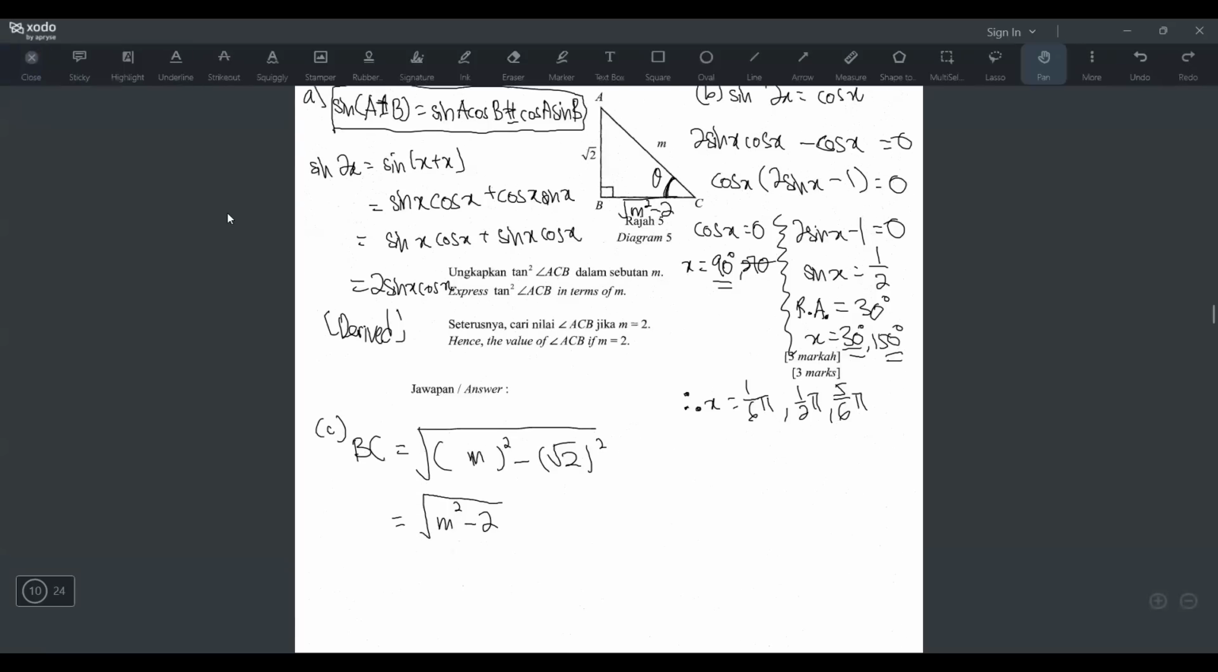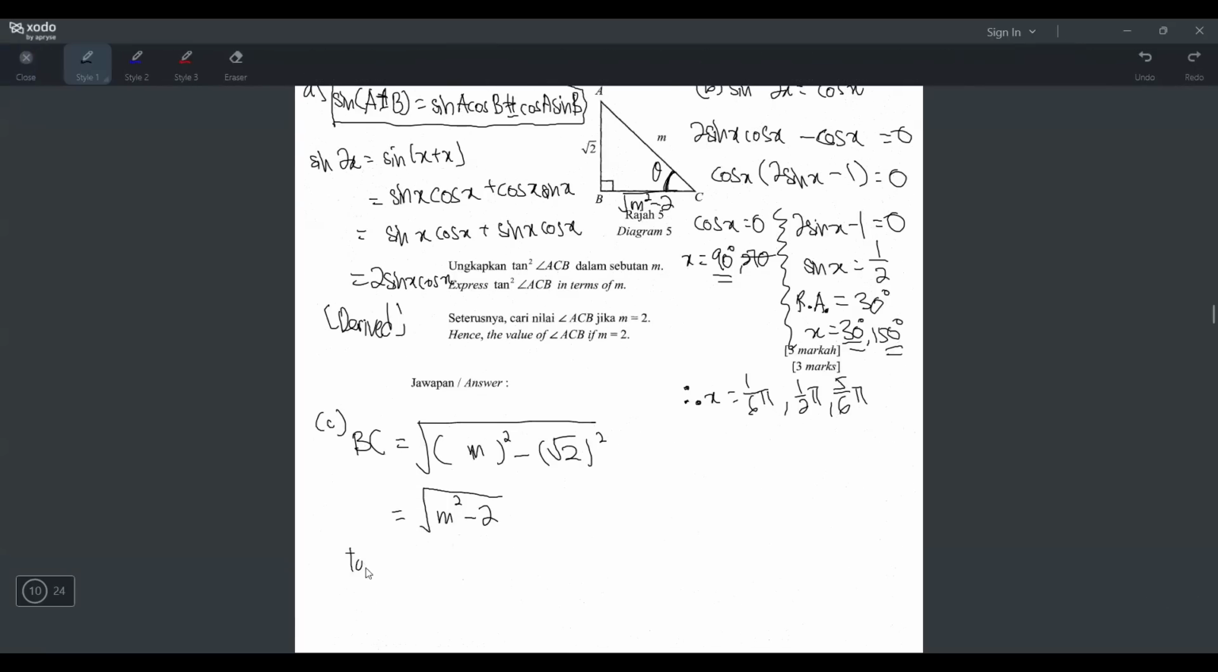Now I can find the tangent ACB. I know some of you will say, hey sir, they want tangent square. Don't worry. You find tangent ACB first. So the formula is opposite over adjacent, right? The opposite is square root 2, and the adjacent is square root of M square minus 2. And you don't have to worry about the positive negative because your angle is in quadrant 1. If your angle is in quadrant 1, the answer will always come out positive.